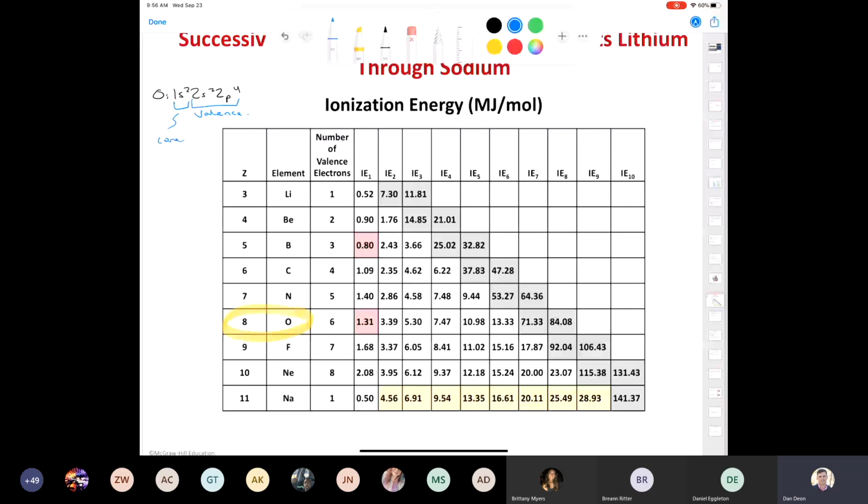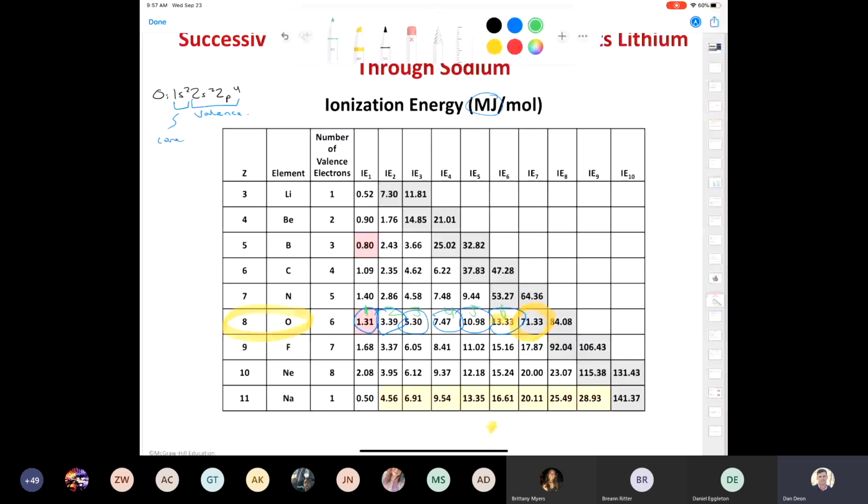Okay, let's look at the ionization energy. So you have the first one, then you go to the next one. It's about double plus a bit, maybe 2.5 times, and it jumps up again, 7.47. Again, this is in megajoules per mole, 10.98, 13. But then looky here, you do this giant leap, right? All the rest of them were kind of normal, and then you did this humongous jump from 13.33 to 71.3. That tells you that you had a total of 1, 2, 3, 4, 5, 6 valence electrons.